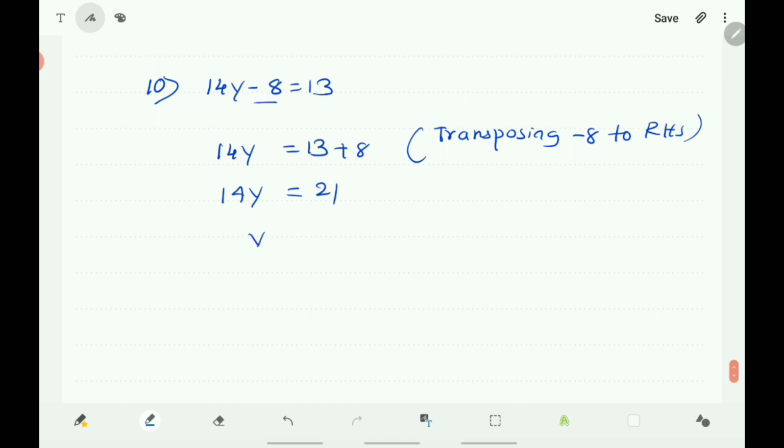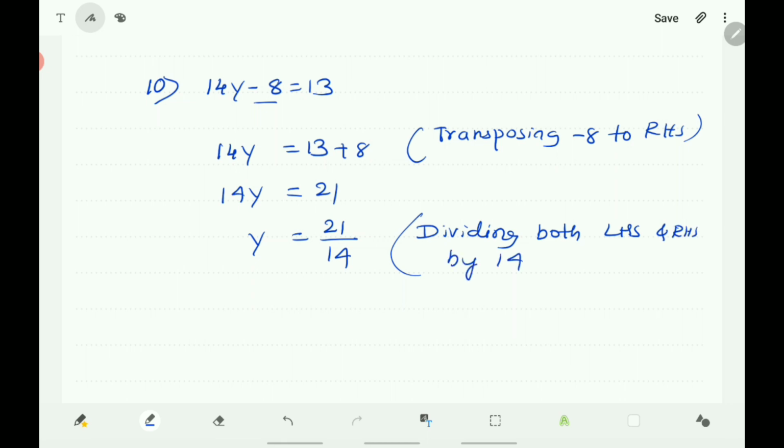And directly you can write y is equals to 21 by 14. It is nothing but dividing both LHS and RHS by 14 here. 14 comes to the RHS, that is y is equals to 21 by 14. What you have done here? Dividing both LHS and RHS by what? By 14. So what you will get here? You can simplify it. You know that both are in the 7 table. 7 2s are 14, 7 3s are 21. It is 3 by 2.